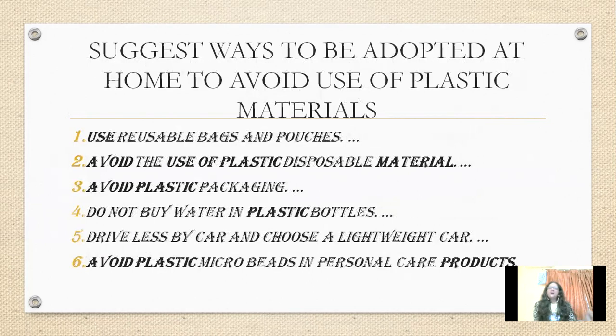The ways to be adopted at home to avoid use of plastic materials: use reusable bags and pouches. Avoid the use of plastic disposable materials. Avoid plastic packaging. Do not buy water in plastic bottles. Drive less by car and choose a lightweight car. Avoid plastic microbeads in personal care products.